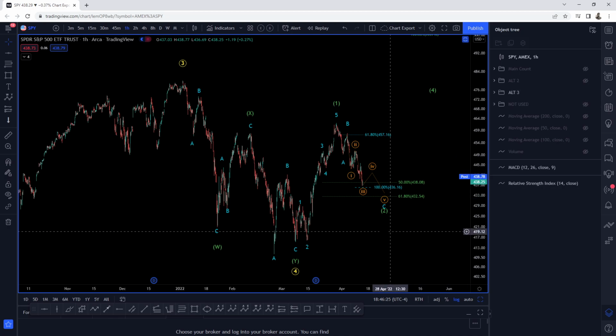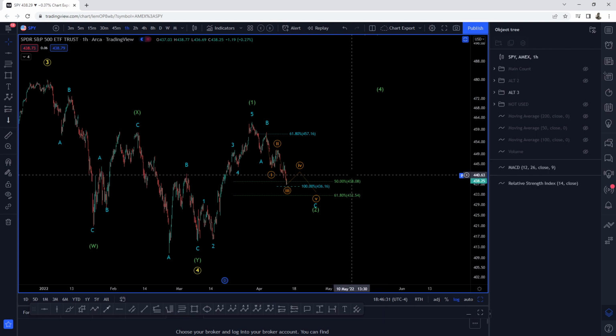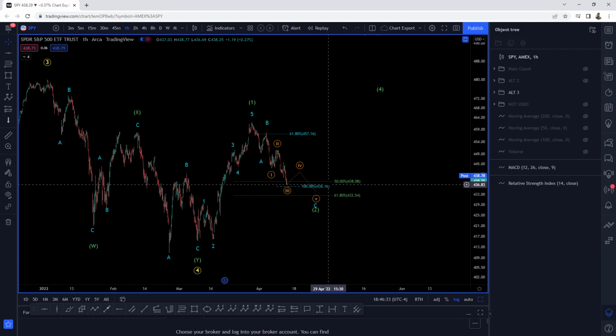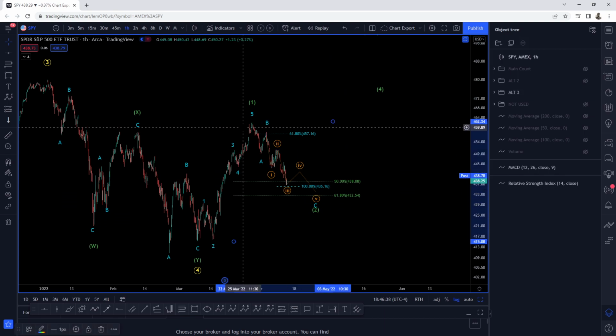So here in the SPY, guys, let's take a quick look at our alternate count, which is still suggesting that we may find support in the wave 2. So the wave 2 pullback should find support anywhere between 438 and 432. This represents the 50% and the 618 of the entire wave 1 rally.